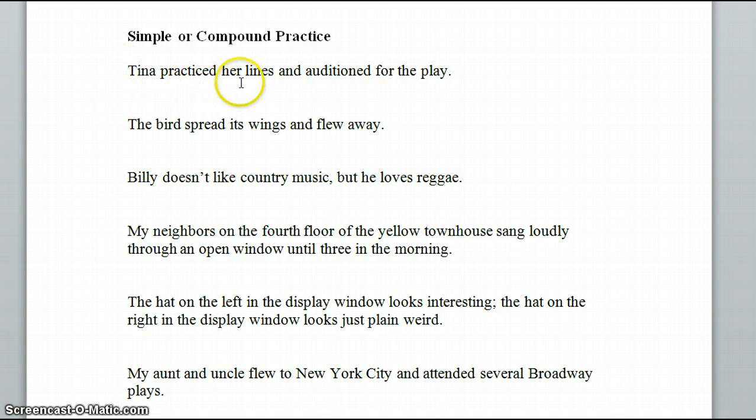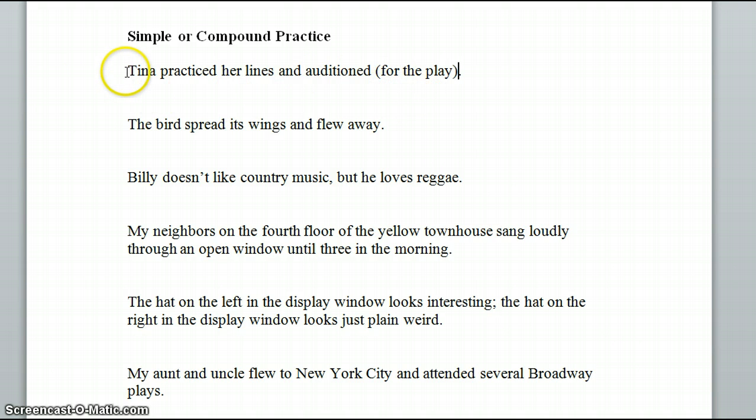Tina practiced her lines and auditioned for the play. The first step I told you to always do is to knock out your prepositional phrase if you have one. In this particular sentence, for the play is a prepositional phrase. So we are going to mark that as a prep phrase. So we did that. The second step is to locate your verb.